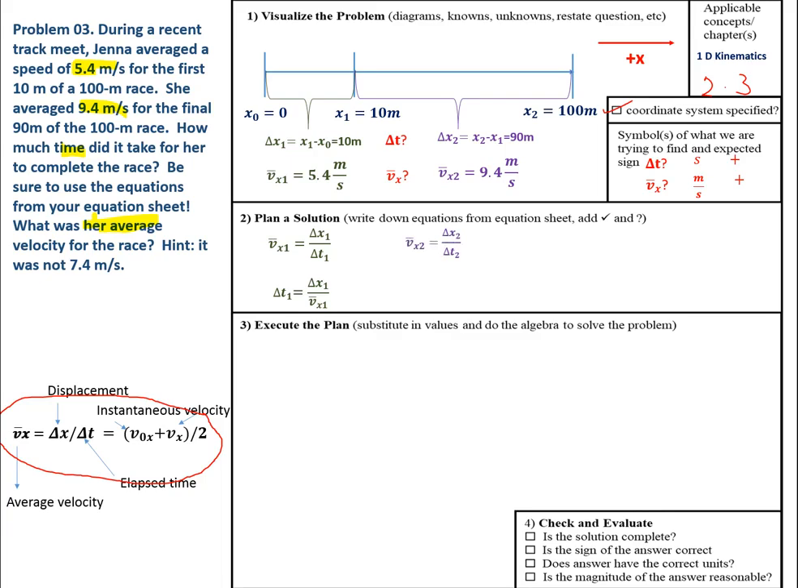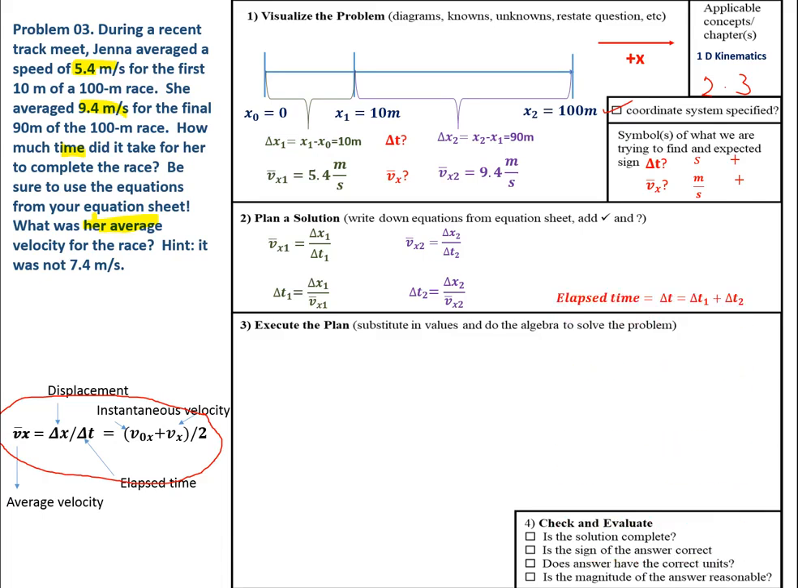Again, we have the average velocity equation for the second segment of the motion, and we can cross multiply the velocity and time to get the equation for the time interval for the second segment of the motion.